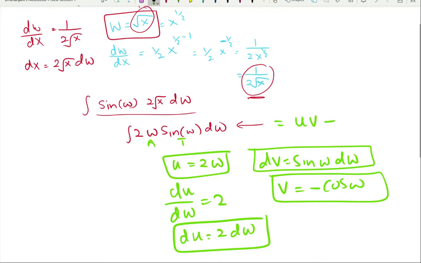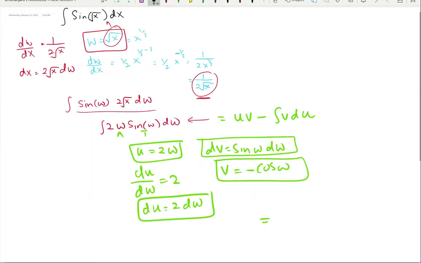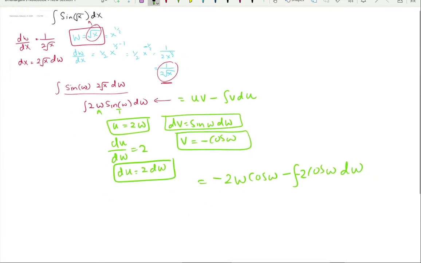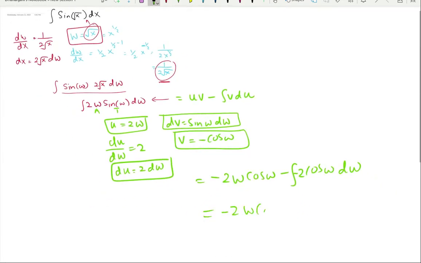Formula is uv minus integral v du. Okay, so here u is 2w, v is negative cosine w. Don't get ahead of yourself. Okay, minus v is negative cosine w and du is 2dw. So let's write 2 here. Negative 2dw. Okay. All right. So let's see what we get. Negative 2w cosine w.